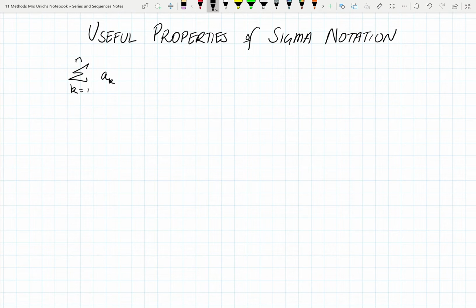There's a few useful properties of sigma notation which will make calculating with sigma notation a little bit easier. So we'll just have a quick look at what some of those properties are.